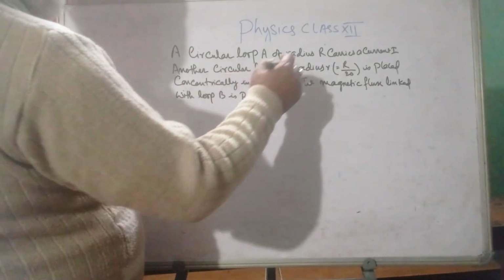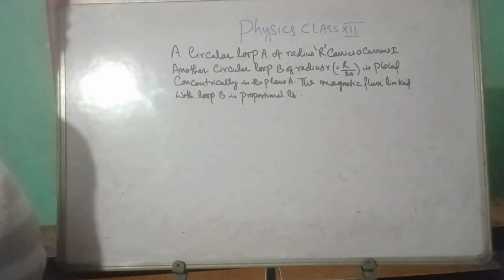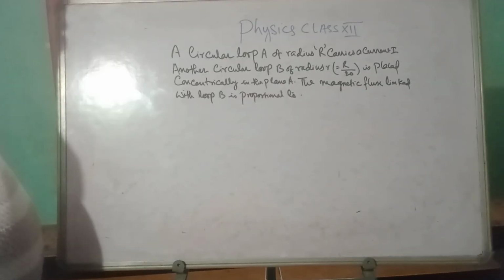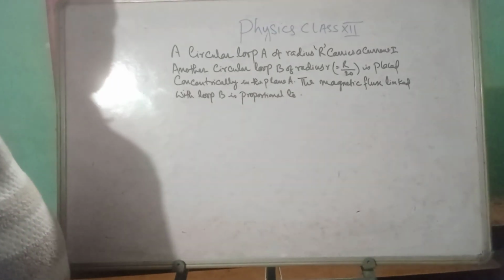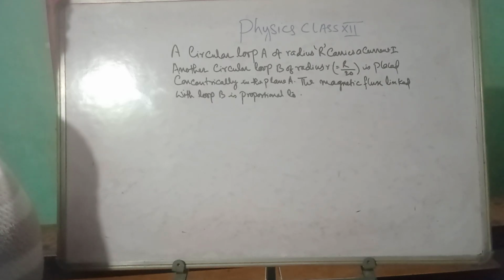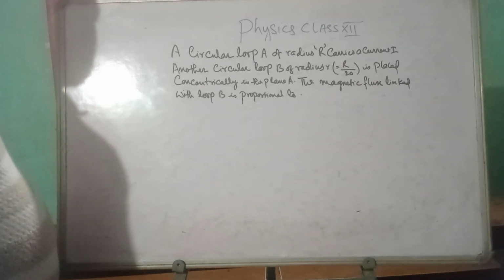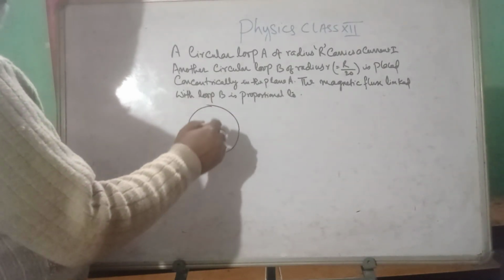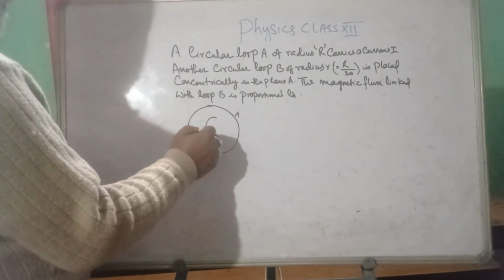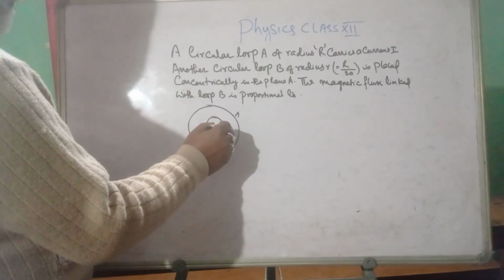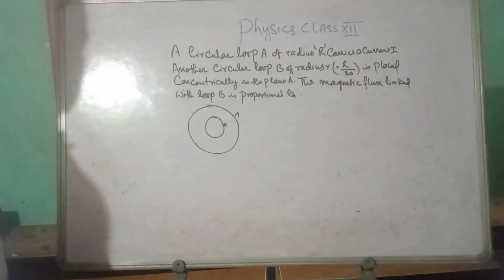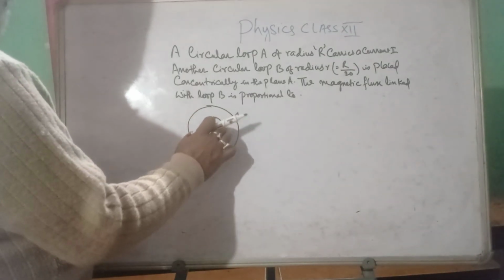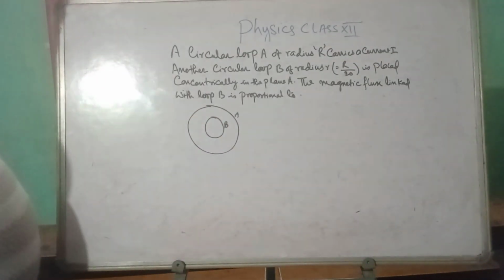A circular loop A of radius r carries a current I. Another circular loop B of radius r by 20 is placed concentrically in the plane of A. The magnetic flux linked with loop B is proportional to what? That means here this is loop A and concentrically another loop B. We have to find the magnetic flux linked with loop B.